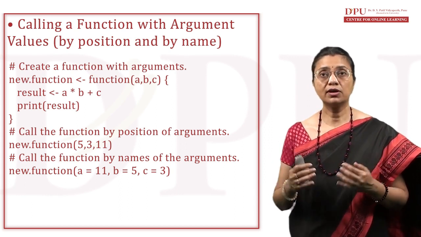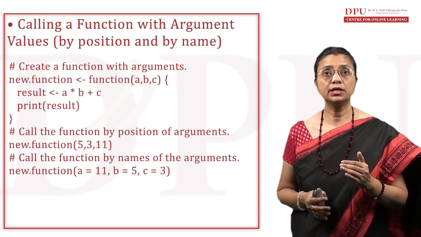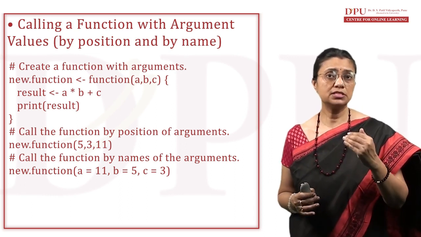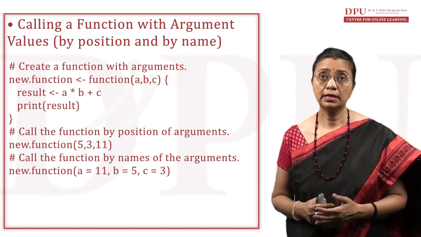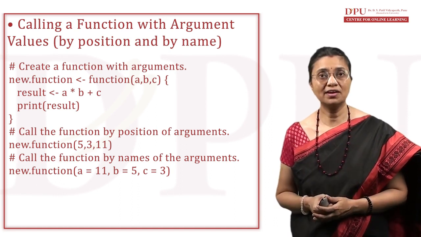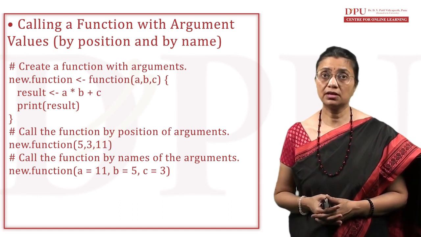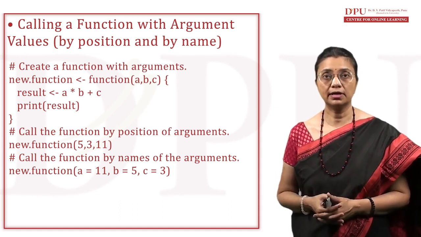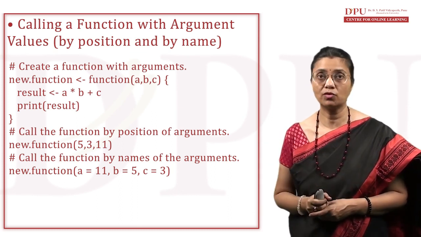Now, I call the function by position of arguments, new.function 5, 3, 11. You can see over here, a is replaced by 5, b is replaced by 3, and c is replaced by 11. You can substitute the values 5, 3, 11 into the formula and cross-check the results. So we have called the function by position of arguments over here.